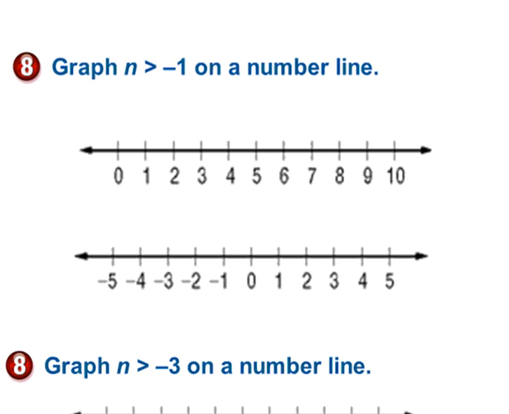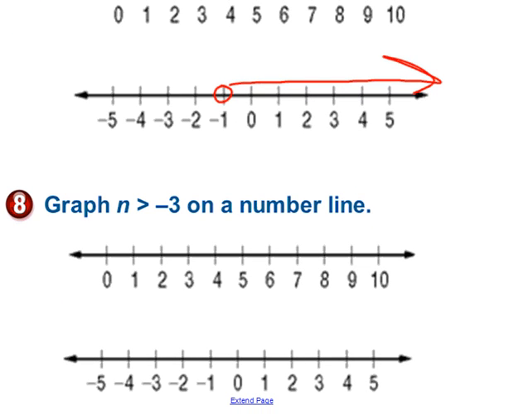Graph n is greater than -1 on a number line. Greater than -1. Well, here's -1. I'm going to use an open circle. The open circle shows me that it does not include the number -1, and it would be everything to the right.